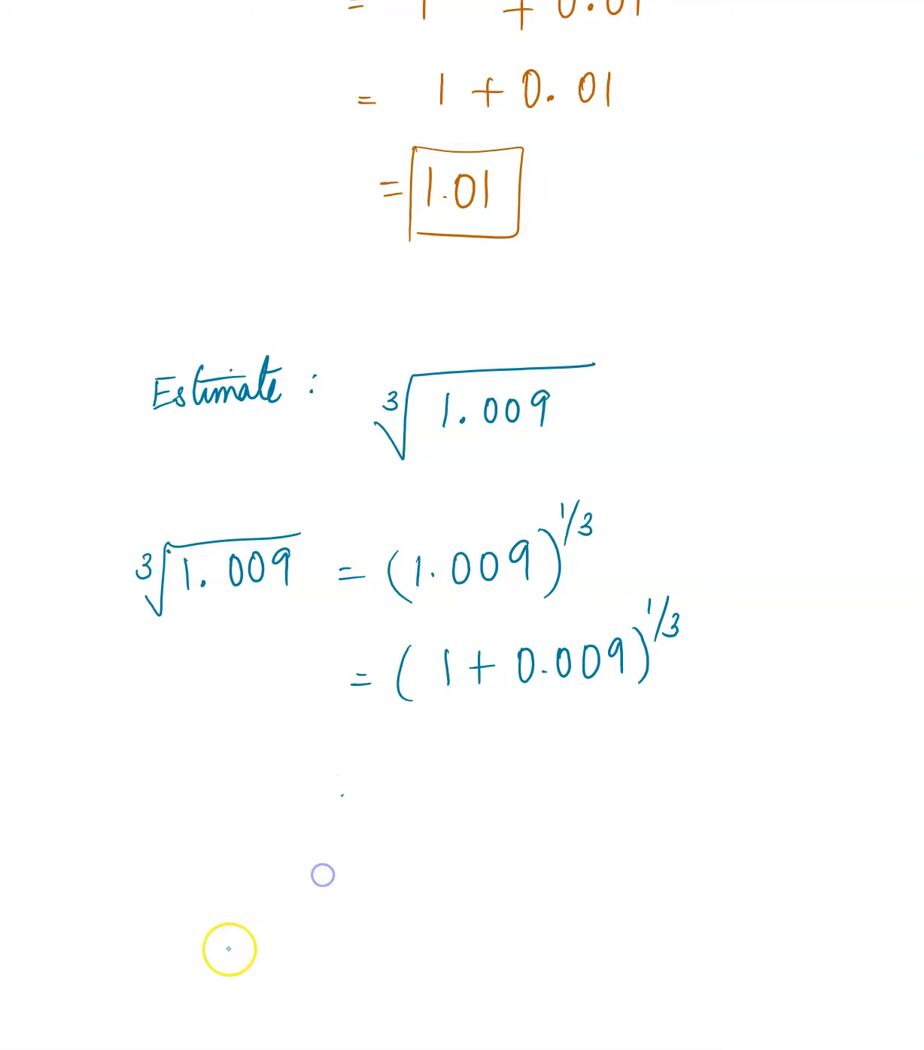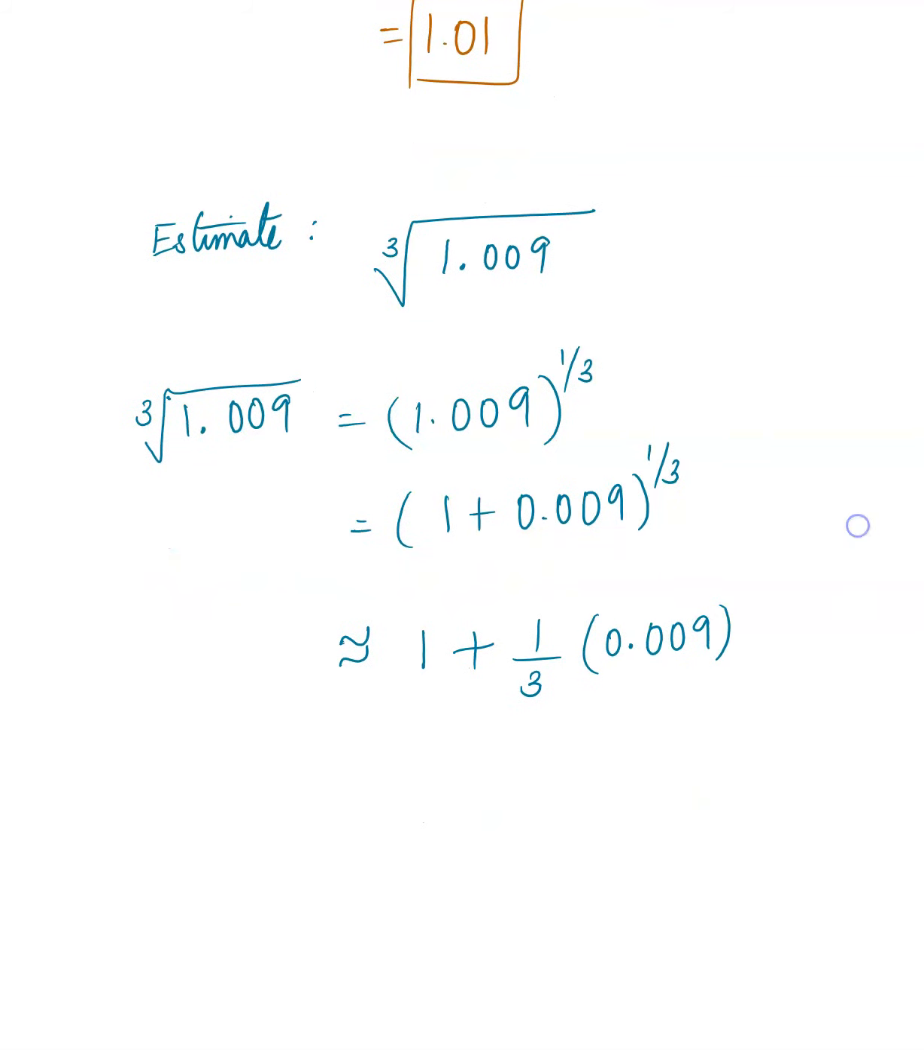And we know that from that trick or that shortcut, this is approximately the same as 1 plus this 1/3 times 0.009. And that is going to be, the 3 and the 9 will cancel each other, right? So that's going to be 0.003, and 1.003. If you're curious, you can pull out your calculator and compute the cube root of 1.009 and see if that gives us this answer.